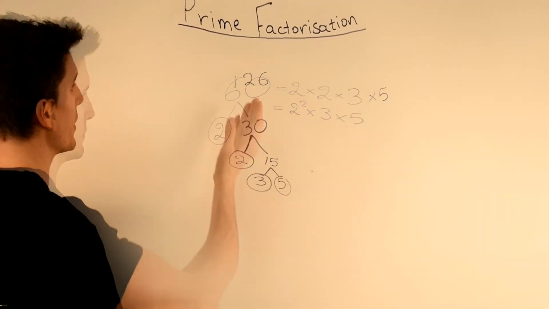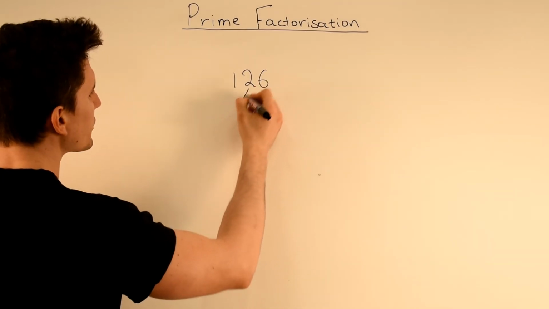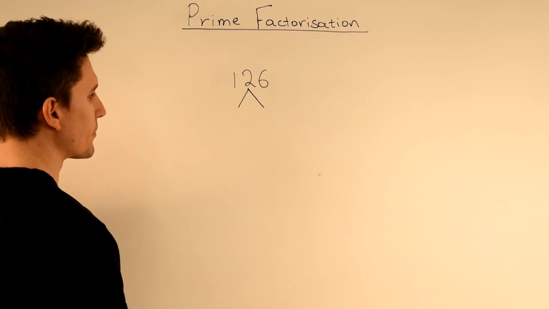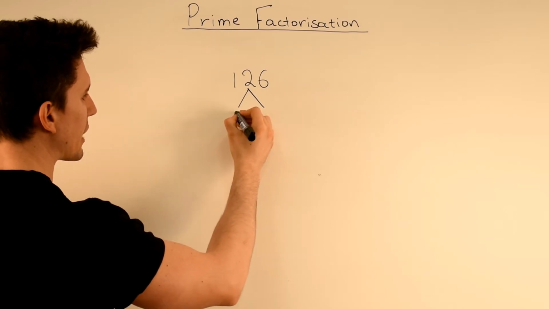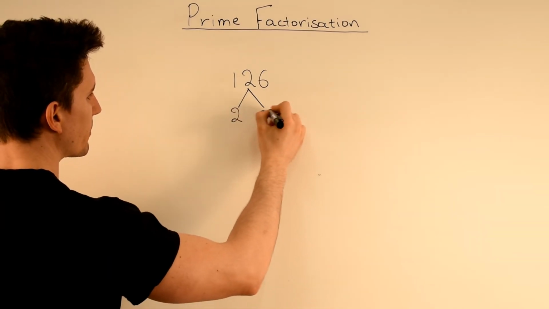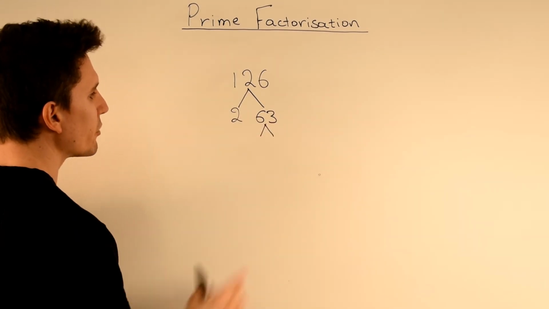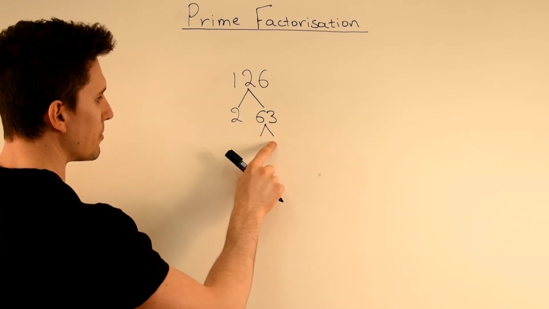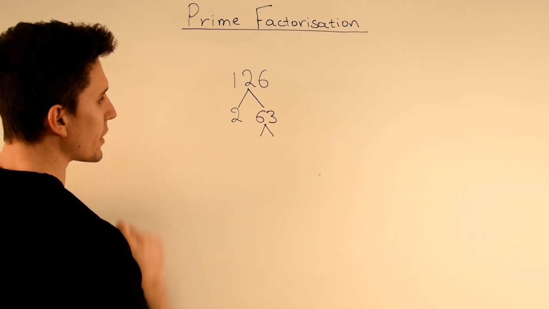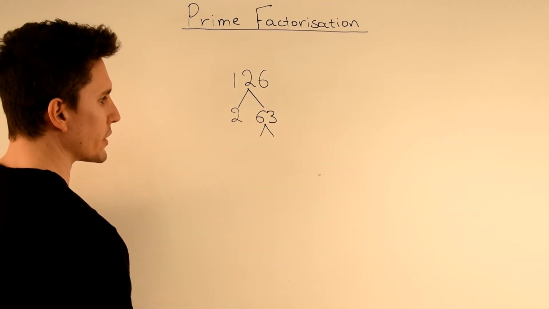Now let's have a look at a final example here. 126. How do we write this down as a product of two numbers? Well, we can start by writing it down as 2 times 63. Now let's look at 63. Can we write this down as 2 times another number? No, because it is an odd number. So we'll have to think of, can we write it down as 3 times another number?